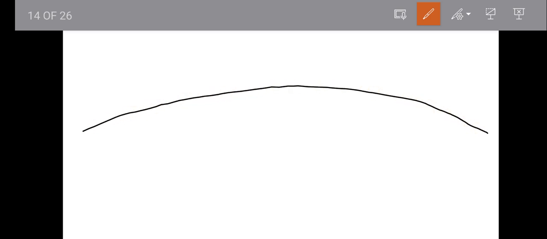G protein coupled receptor is one of the receptors present on the cell membrane. If this is the cell membrane, on this cell membrane I have certain receptors present. We have various receptors present on this cell membrane to which whatever ligand is there will come and bind to the receptor and show its action.